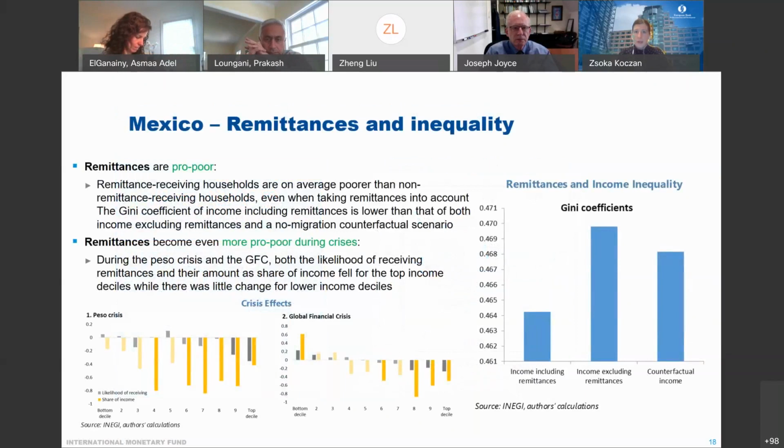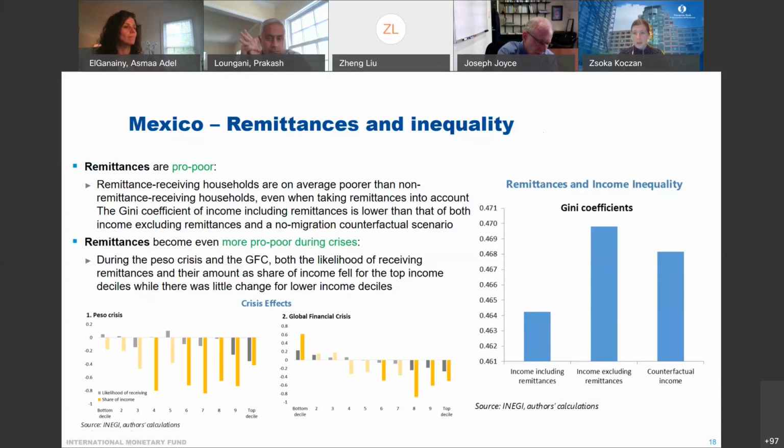Turning now to the effect of remittances, these tend to be pro-poor in Mexico, and they tend to become more pro-poor over time, in the sense that remittance receiving households are on average poorer than those households that do not receive remittances. And this is true even if we take remitted amounts into account. The bar chart on the right looks at what inequality would be like in the absence of remittances. So the first bar shows the Gini coefficient computed from individual level data if we take the income distribution as is, so including remittance receipts for households that receive remittances.